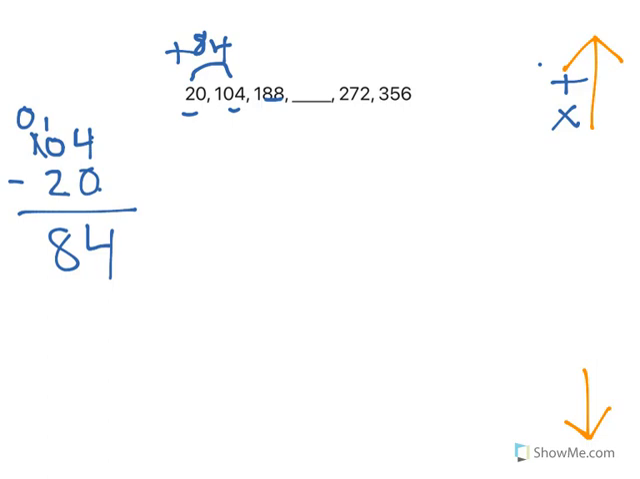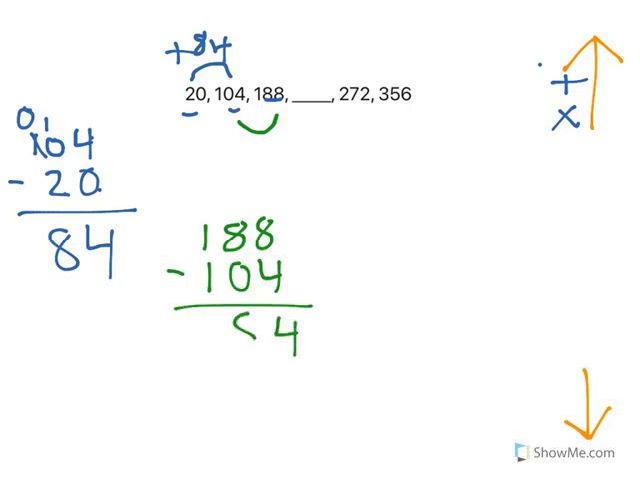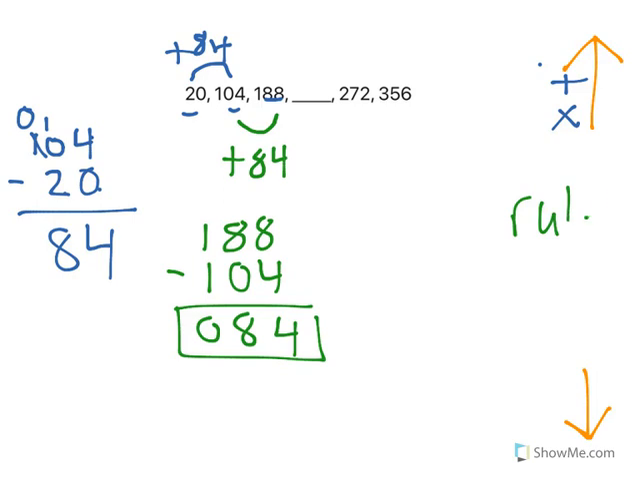Then I need to double check my work, so I need to find the difference between 104 and 188. So 188, take away 104. 8 take away 4 is 4. 8 take away 0 is 8. 1 take away 1 is 0. So again, we have 84, adding 84. So this tells me that my rule is add 84.